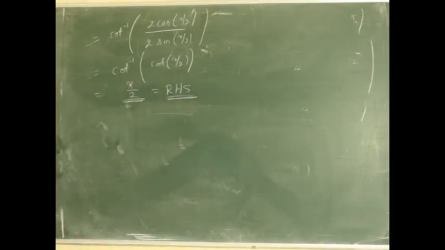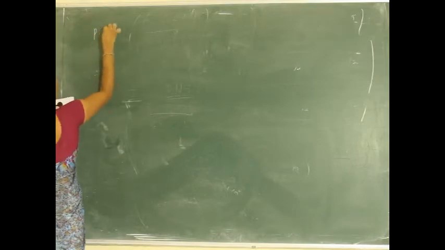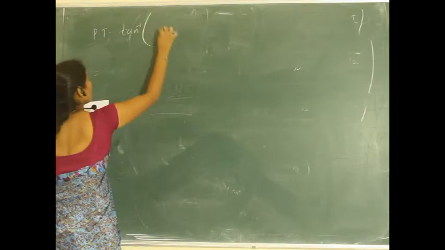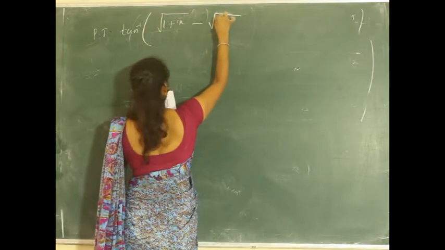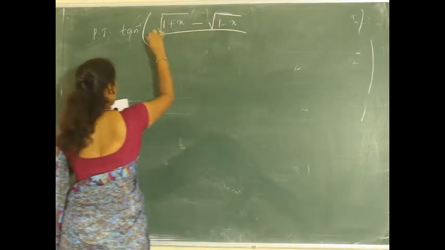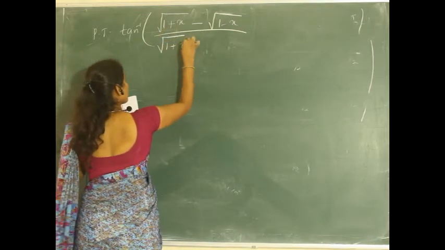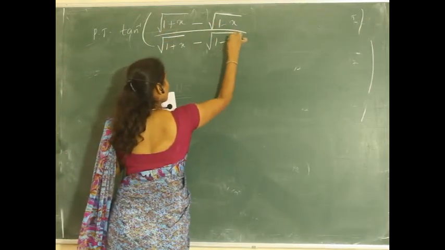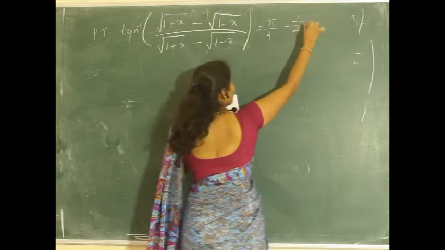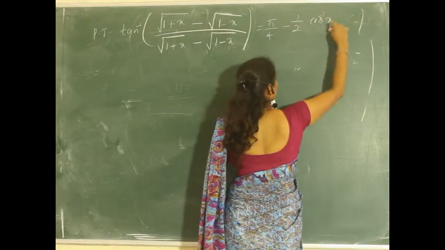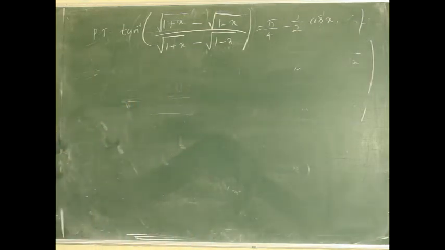The next problem will be: prove that tan inverse of (square root of 1 plus x minus square root of 1 minus x) divided by (square root of 1 plus x plus square root of 1 minus x) is equal to pi by 4 minus half into cos inverse of x.